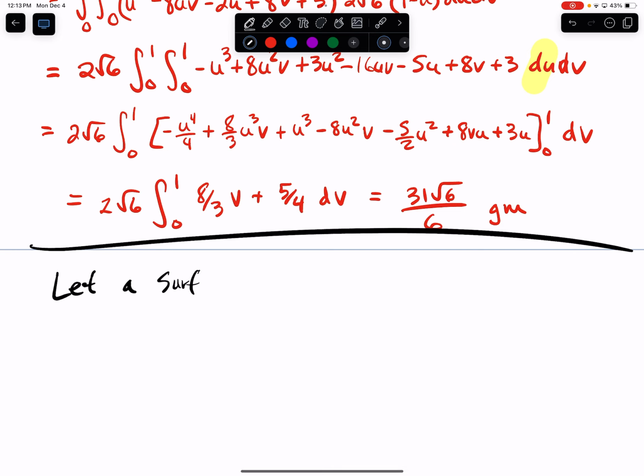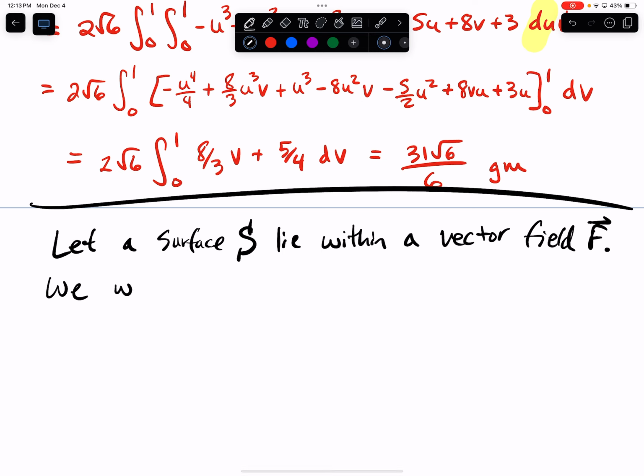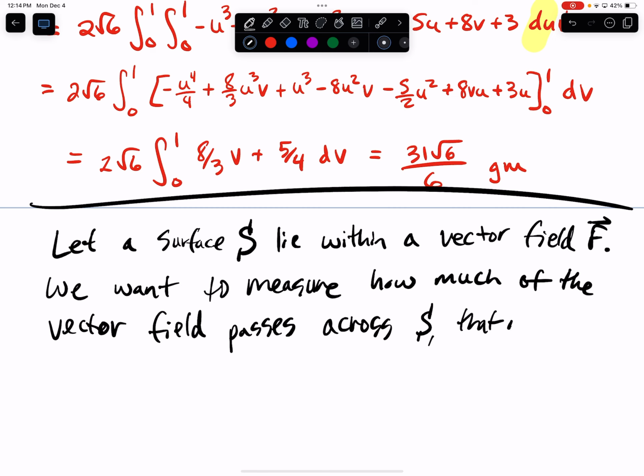Let a surface S lie within a vector field F. We want to measure how much of the vector field passes across S. That is the flux of F across surface S.